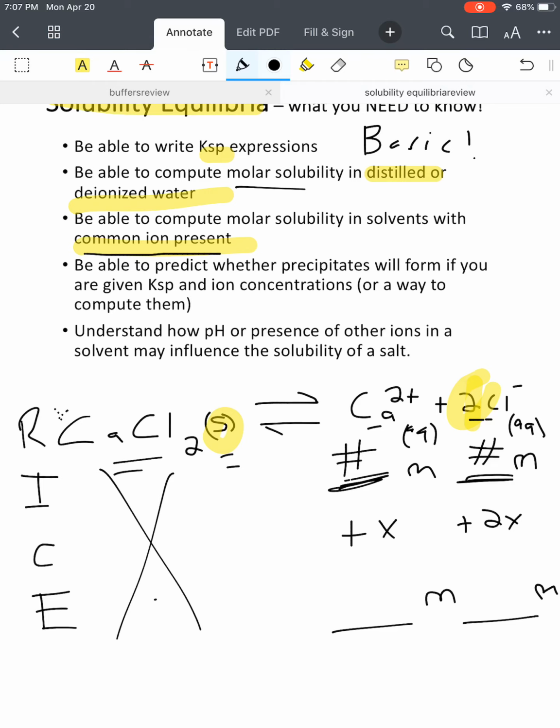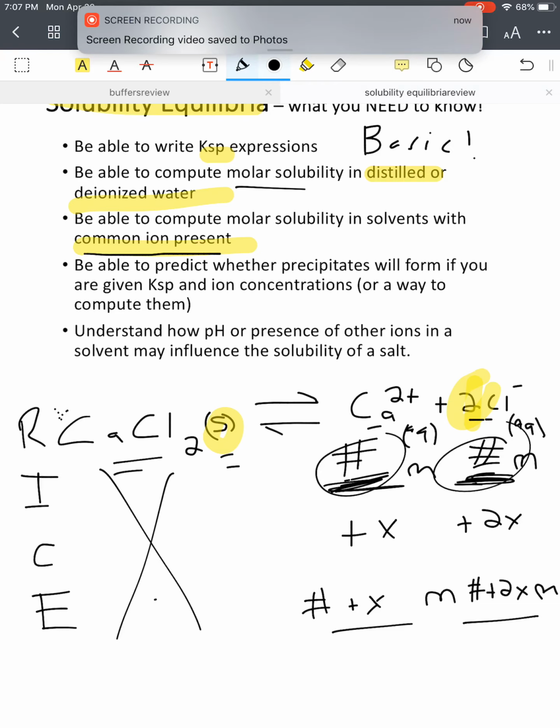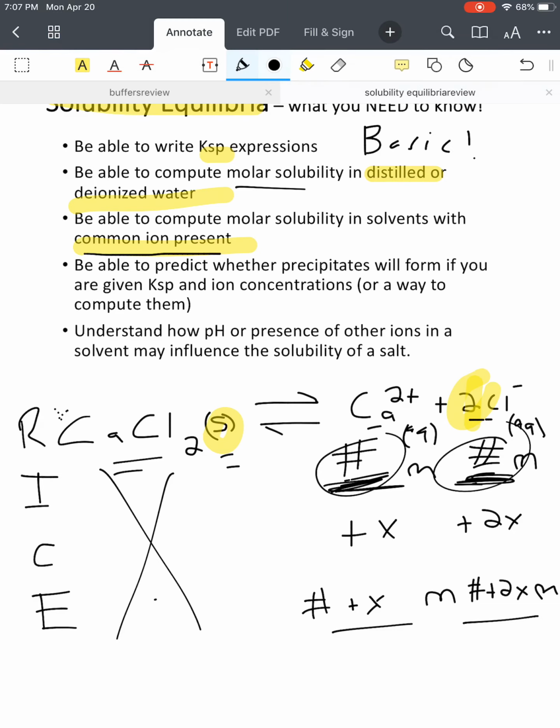That's the only difference. You work the problem exactly the same. You just have some initial concentration plus x and some initial concentration plus 2x for this ion, okay? Sometimes these numbers are 0, sometimes they're not. If it's deionized water, they're 0. If it's not, you got to put a number in here and work the problem, okay? Simple enough. Got to be able to do that, okay?